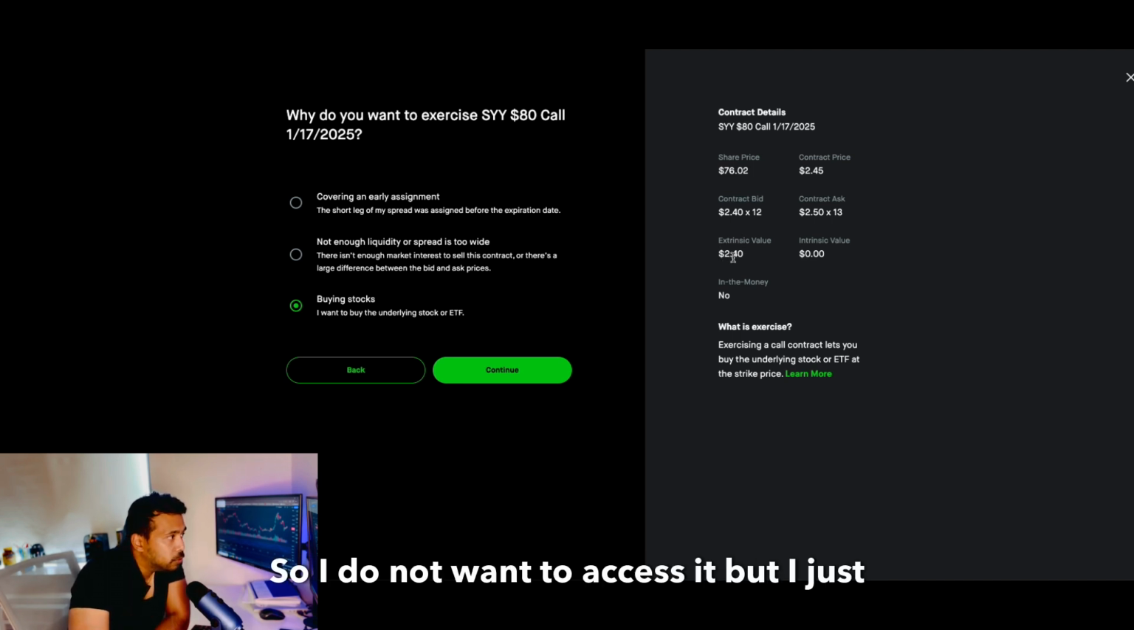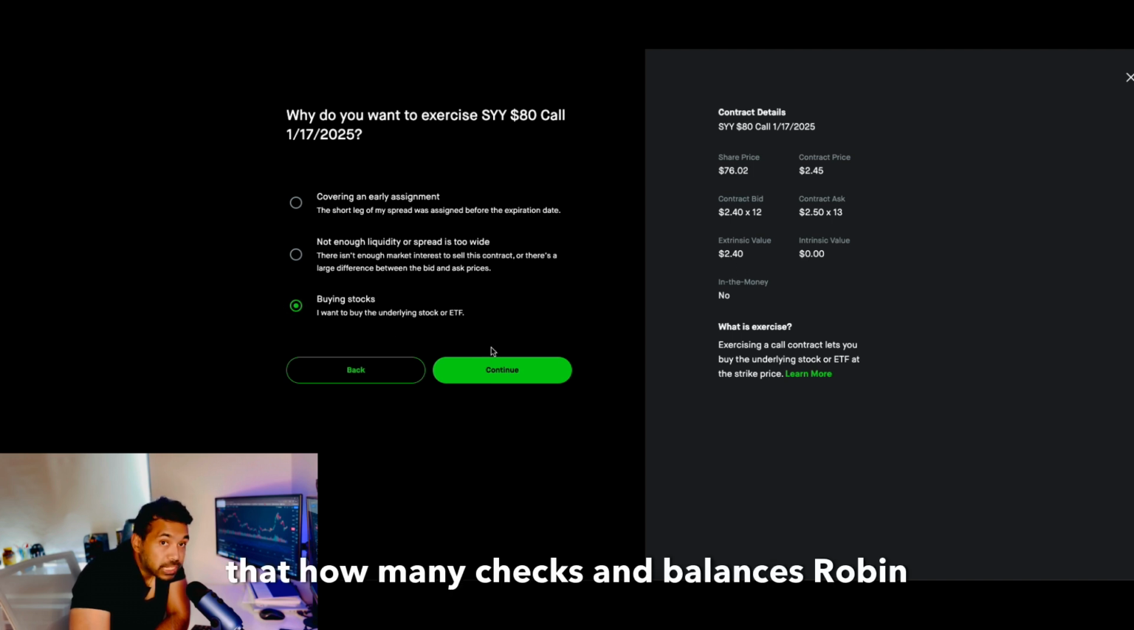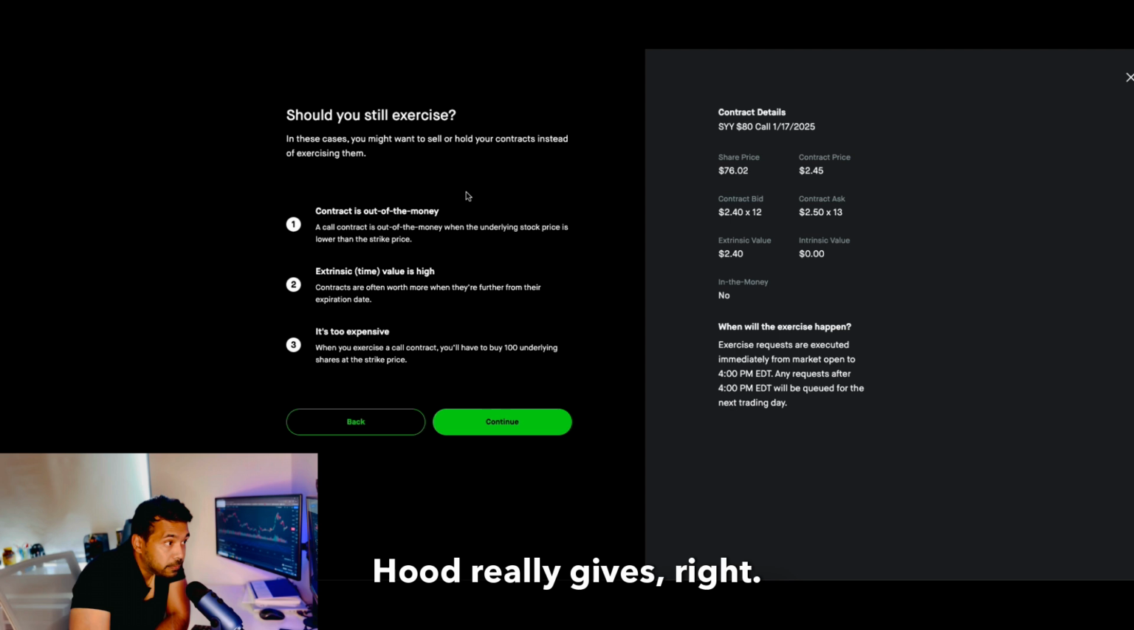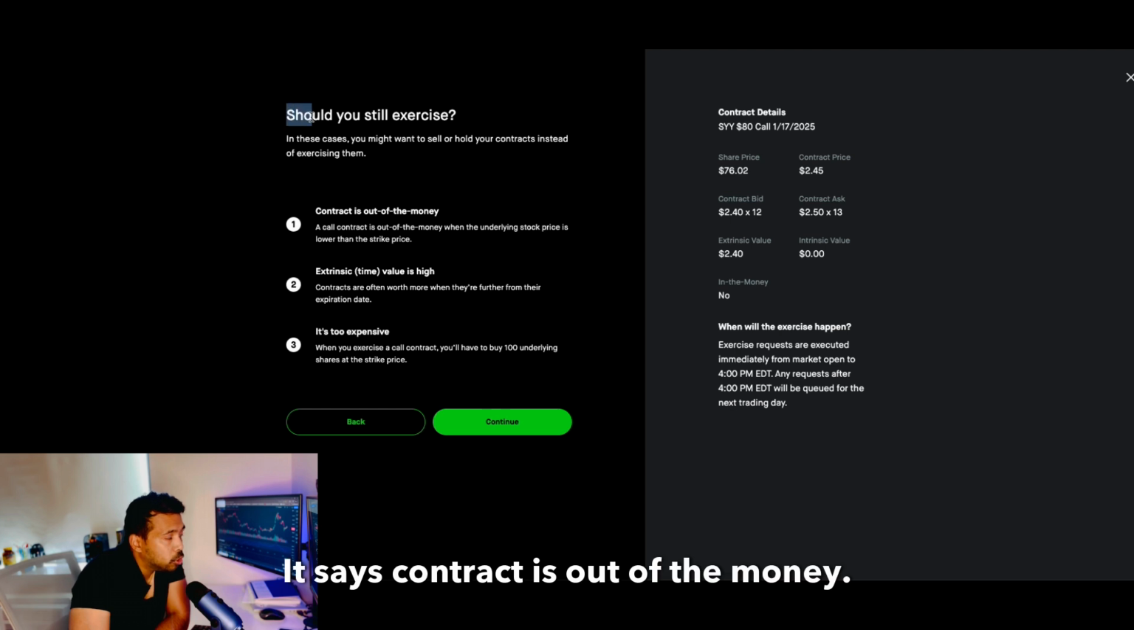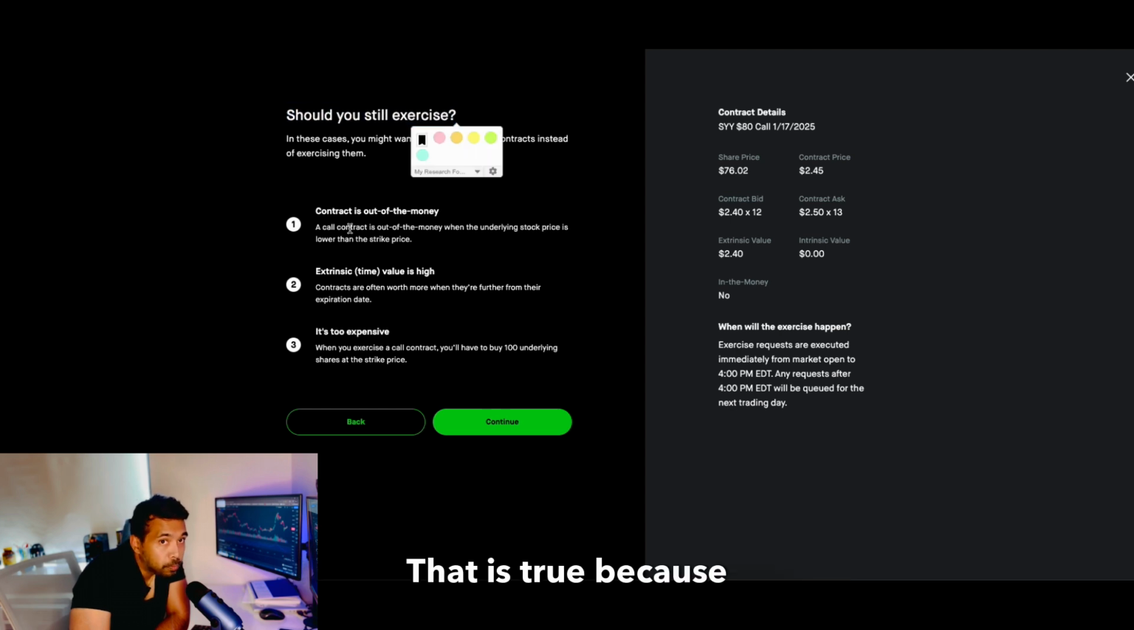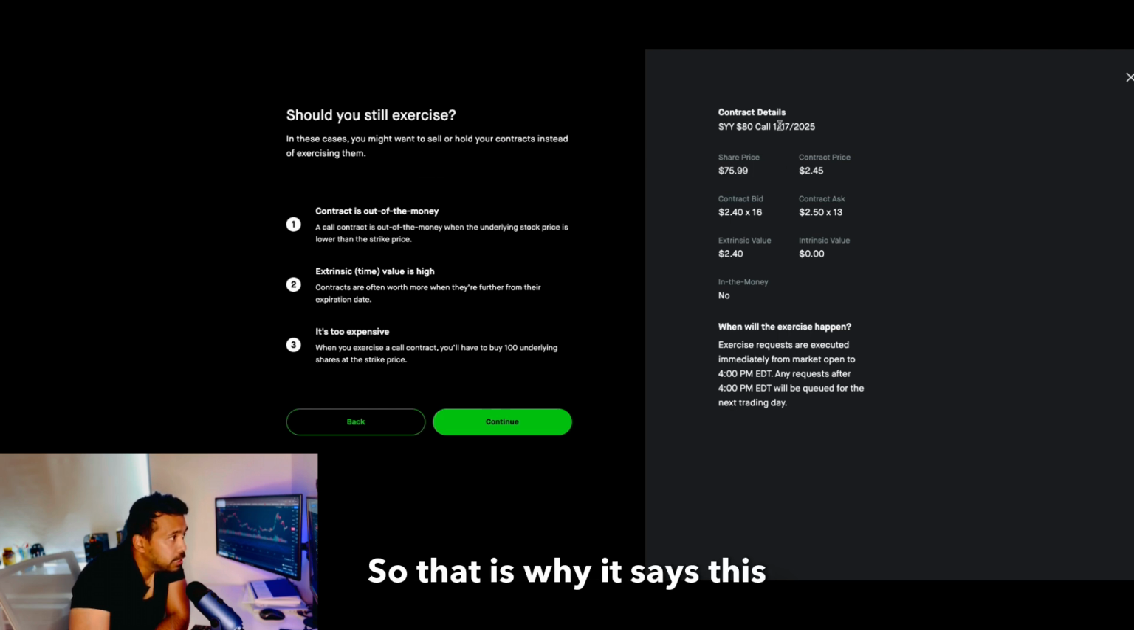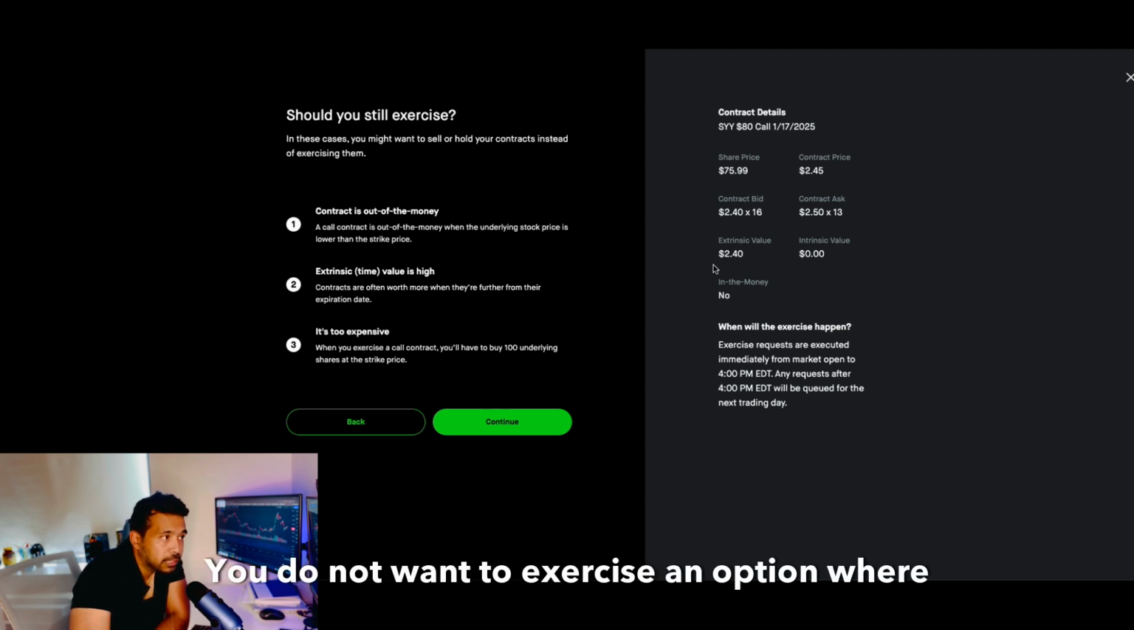Okay, so I do not want to exercise, but I just want to show you guys how many checks and balances Robinhood really gives. In this case, the next is, it is still asking, should you still exercise? It says contract is out of the money. That is true because I have this expiry date of almost January 2025, so that's why it says this. Extrinsic value is high, as I told. You do not want to exercise an option where the extrinsic value is really high.